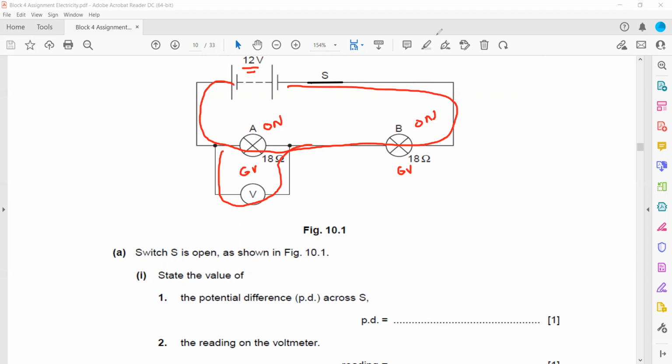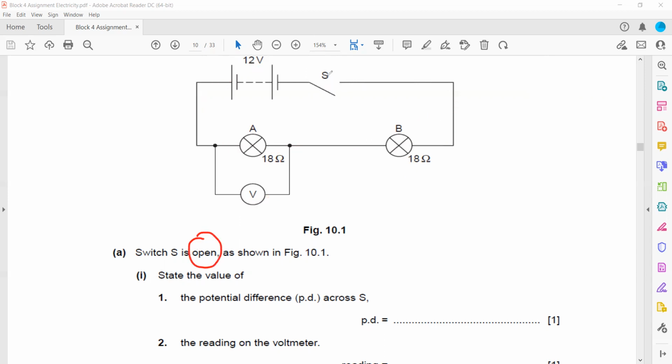So the first part, when they ask about the switch being open: if the switch is open, the lamps are off. When the lamps are off, what is the voltage across the lamp? 0. So all the voltage is actually across the open switch. So this is 12 volt and this one is 0. The voltmeter reading.